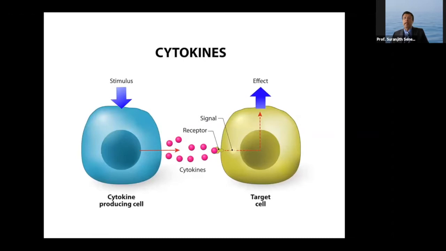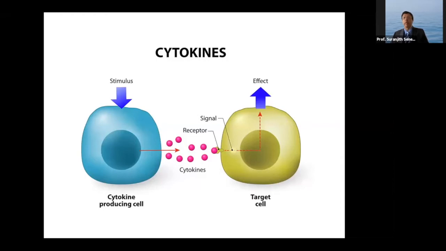So what is a cytokine? You have a signal coming to a cell, the cytokine-producing cell, and it produces a cytokine. It binds to a receptor, the receptor sends a signal to the nucleus of another cell or the same cell, and then you have the effect. That is an important signaling process. We do not want excessive amounts.